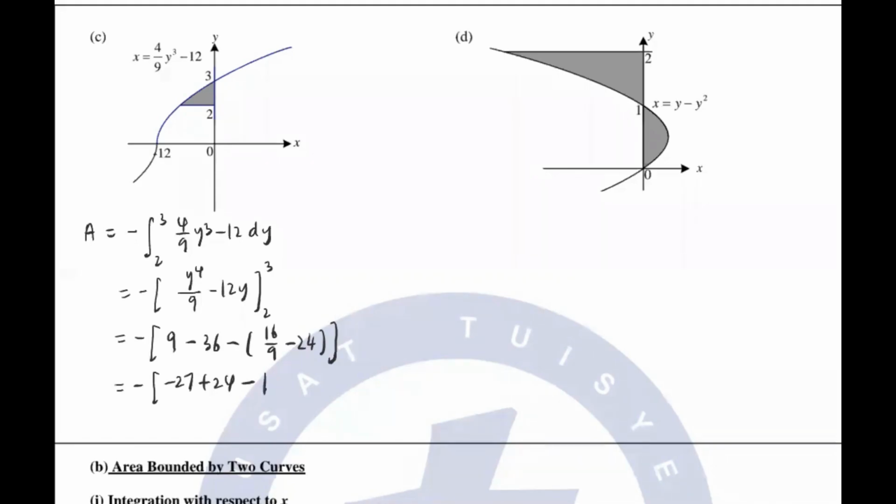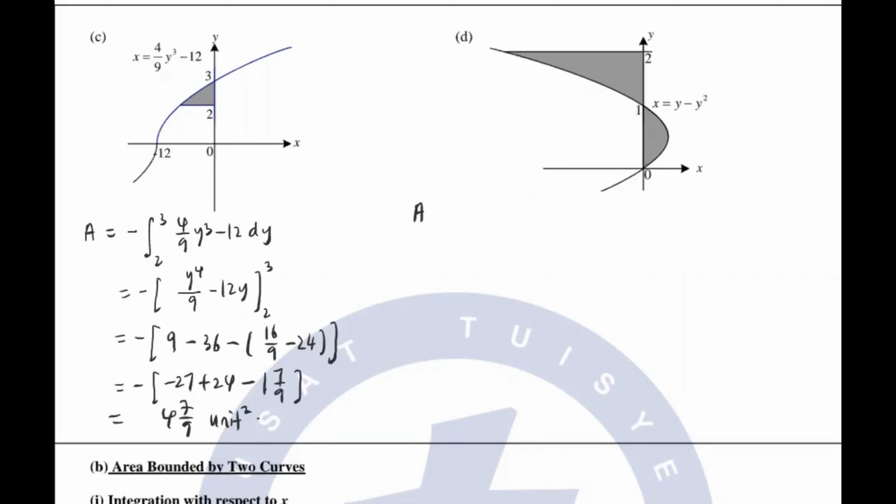This is 7 over 9. Correct? Wow, very ugly, right? So it's negative 3, negative 4, 7 over 9. The negative will cancel out with negative. I will get positive. Correct or not? Yes?